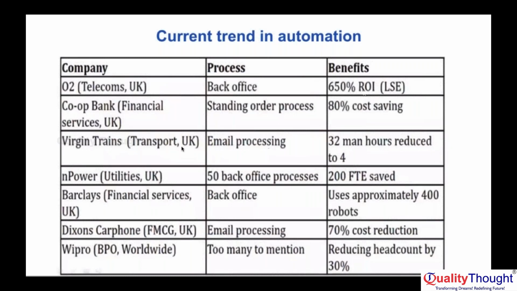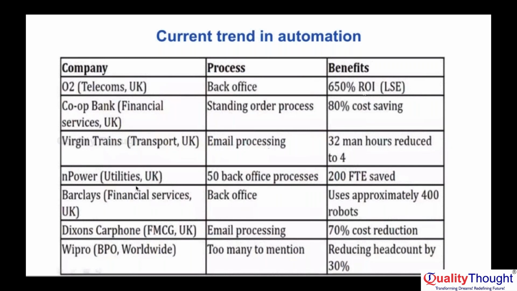Virgin Trains is a transport company of the UK, so probably mostly from the UK. It says all their email processing is automated using RPA. So 32 man hours is reduced to 4 hours. That is really too much. 32 hours is 24 plus 8, more than a day and a half, and that is reduced to 4 man hours. The human who was doing that must have felt relieved into heaven seeing this process, right?